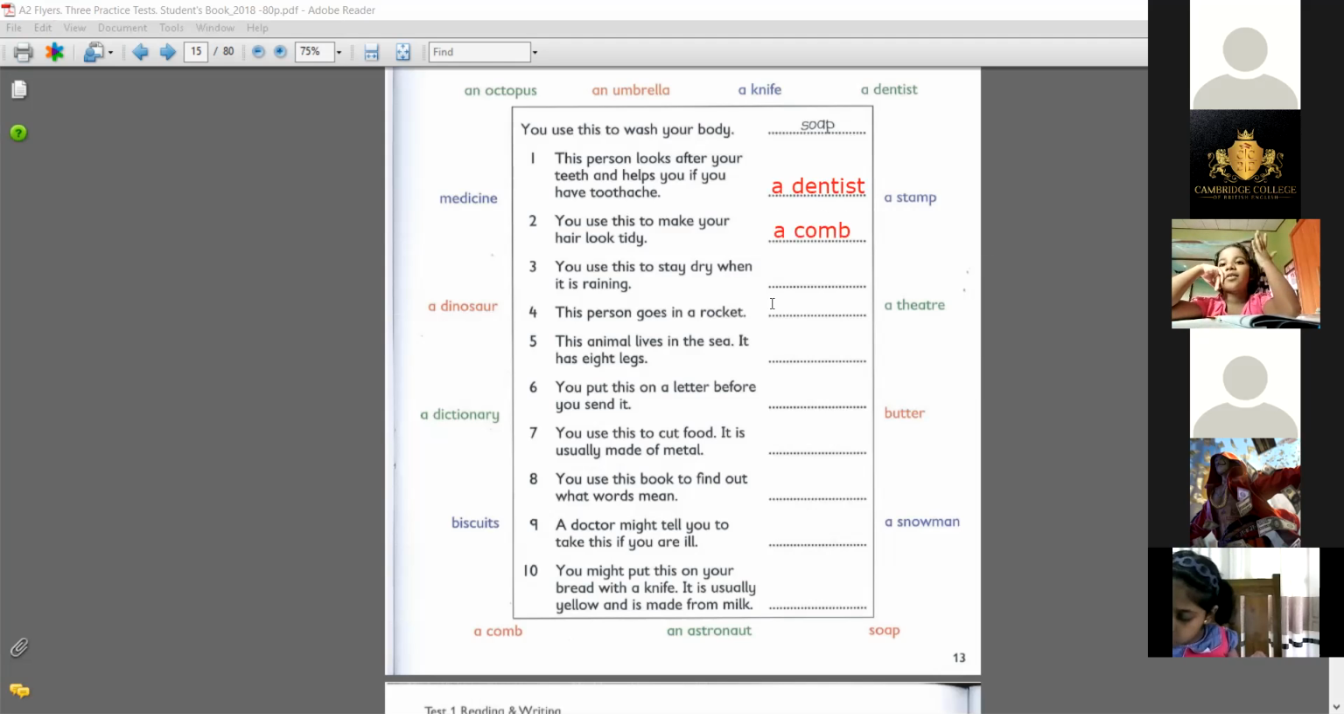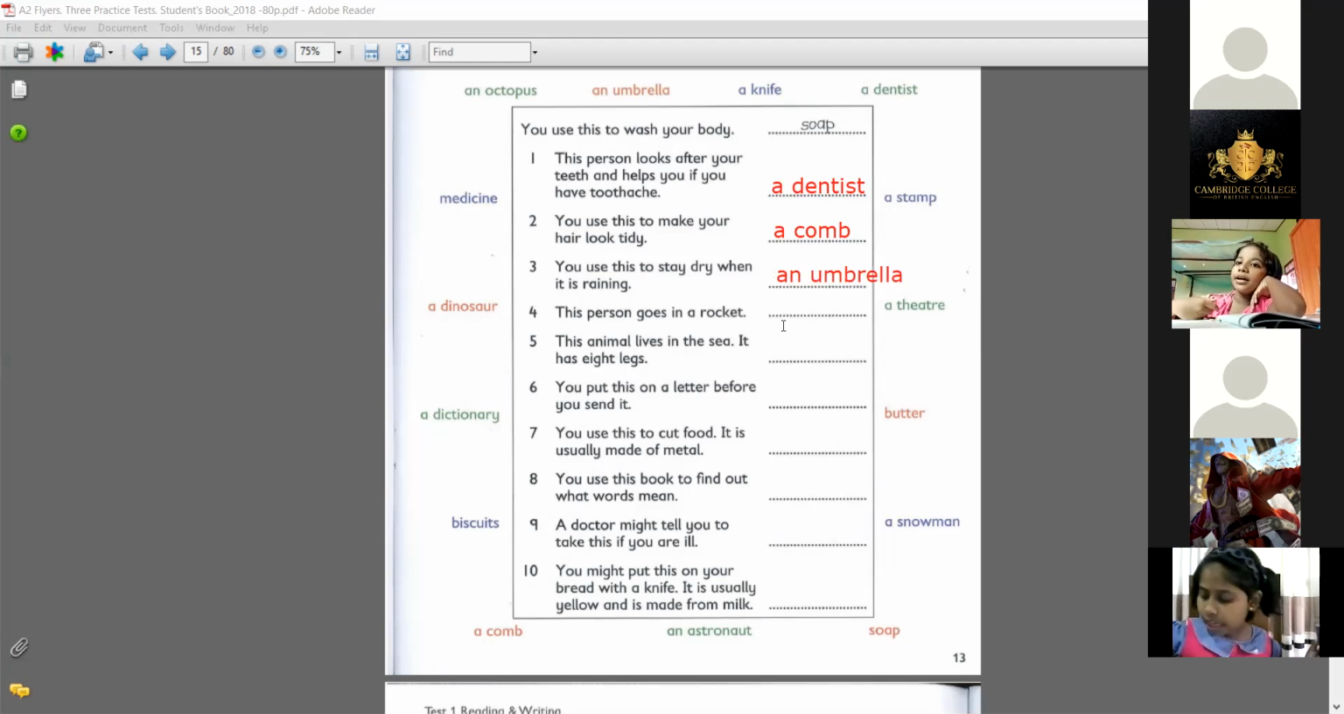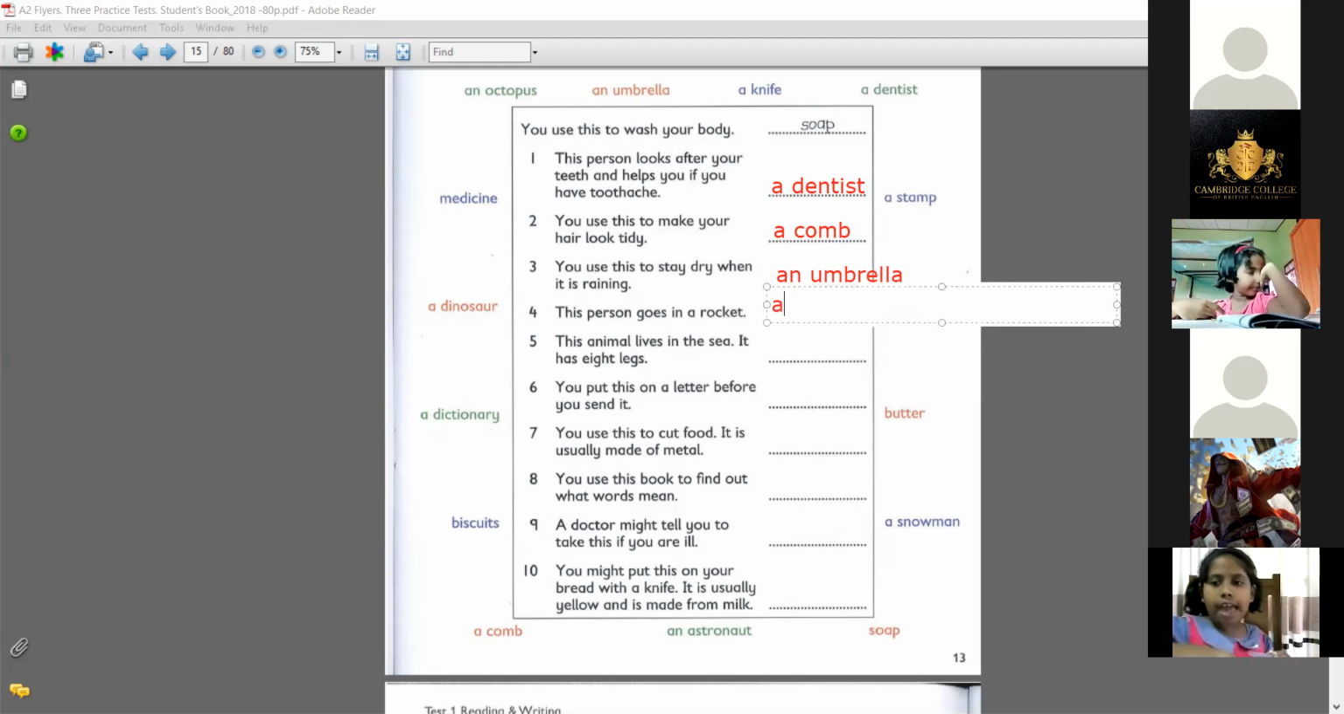Answer is a comb. You use this to stay dry when it is raining. It's an umbrella. What is it? It's an umbrella. This person goes in a rocket. Who is that person? An astronaut.